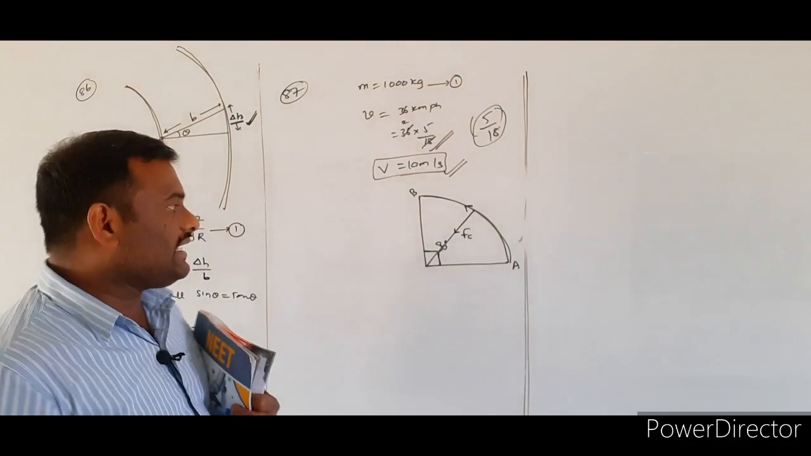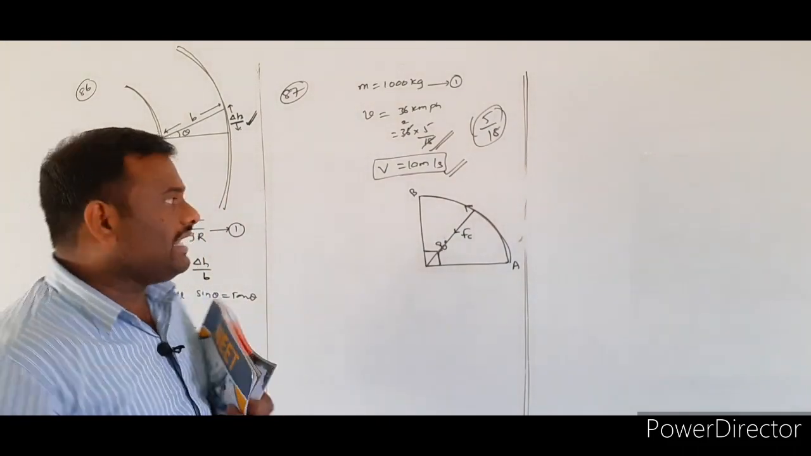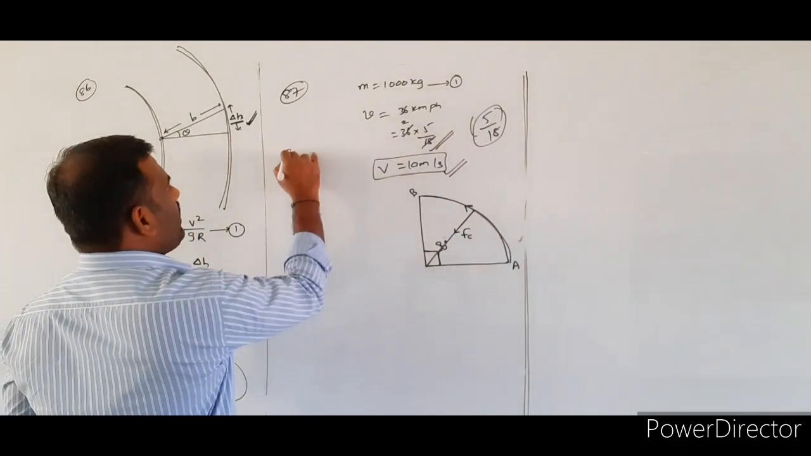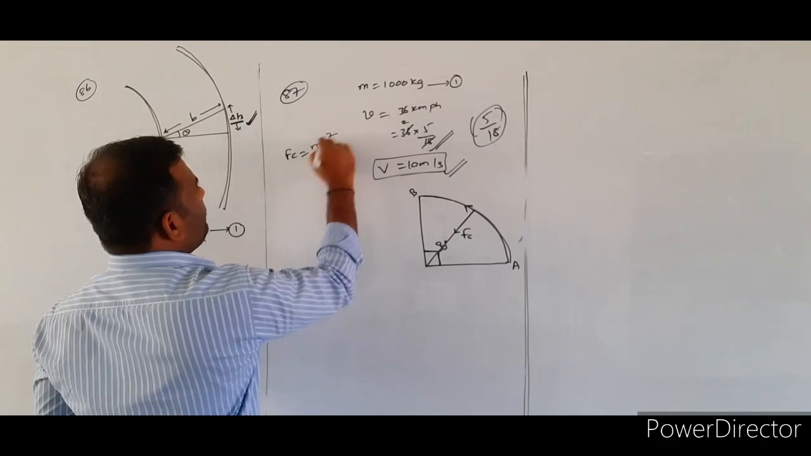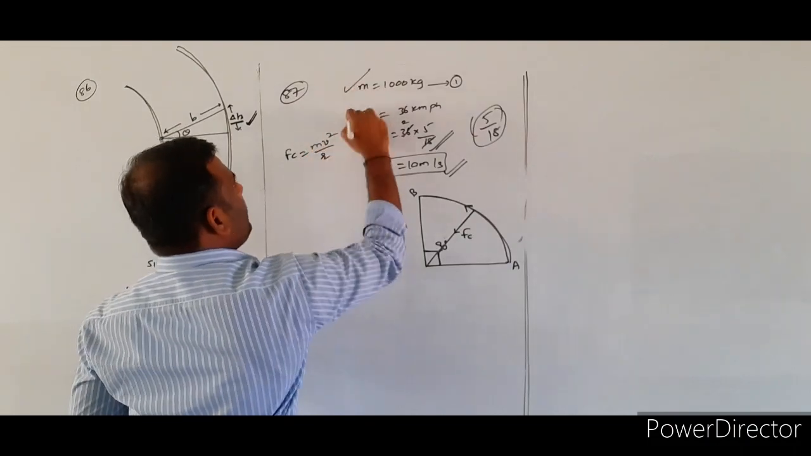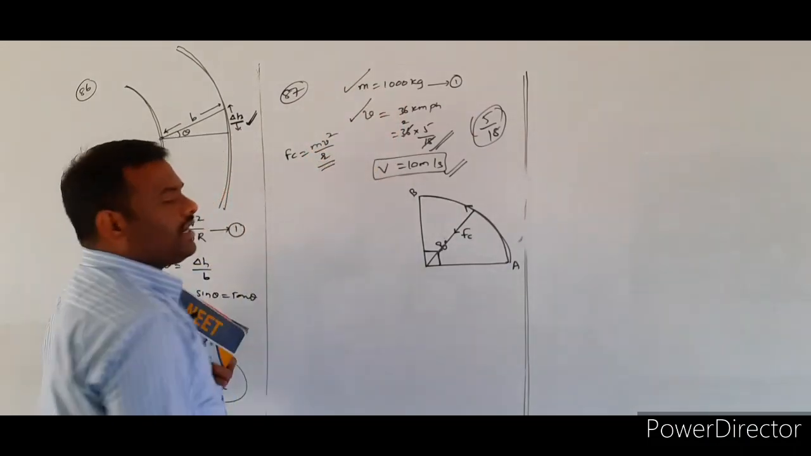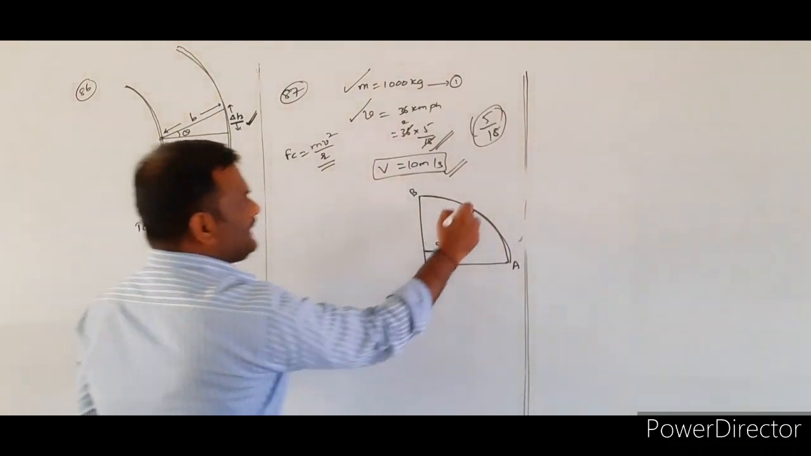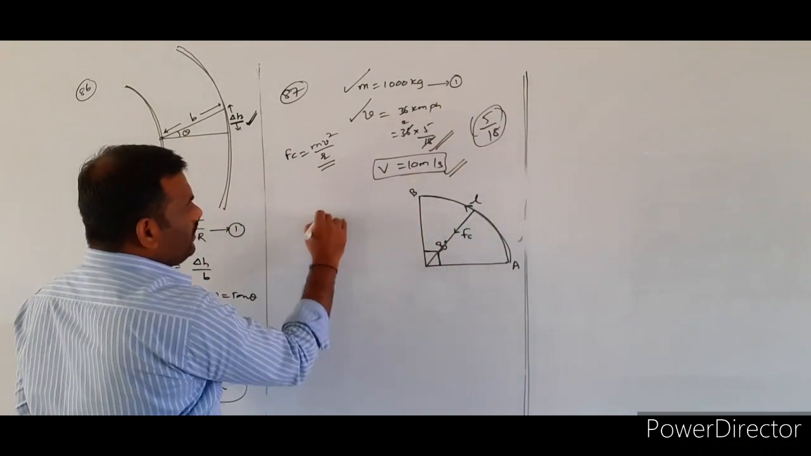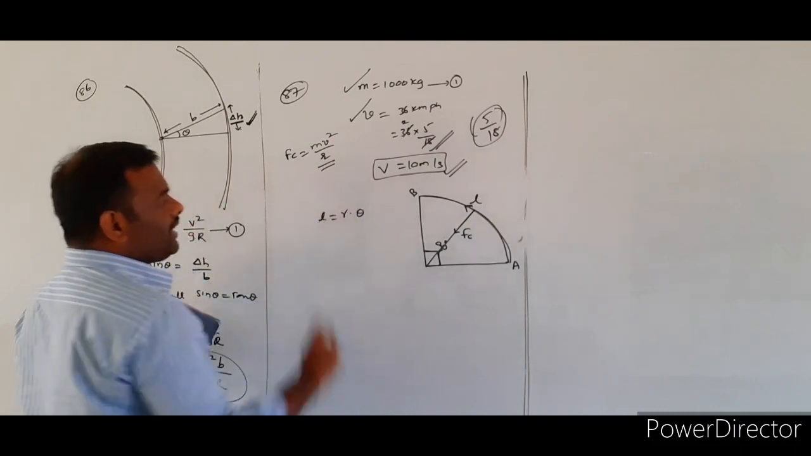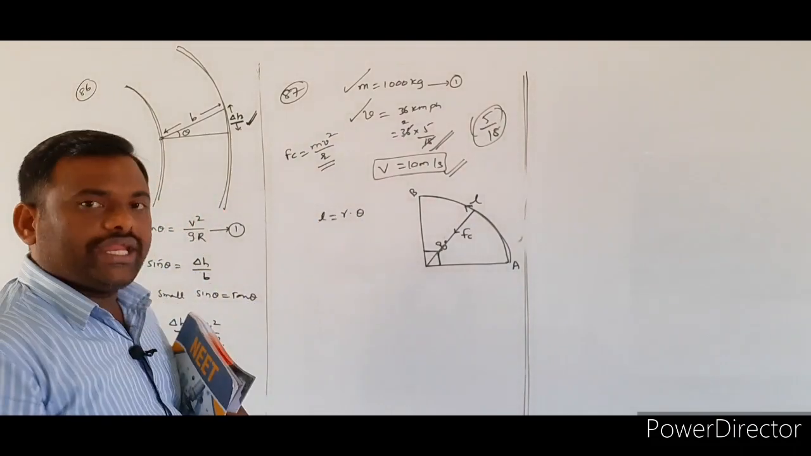To calculate the centripetal force, what is the centripetal force formula? F is equal to mv square by r. m is there, v is there, but the r value is not there. So for the arc length, if L is the length of the arc, we know the general formula, arc length L is equal to r into theta.